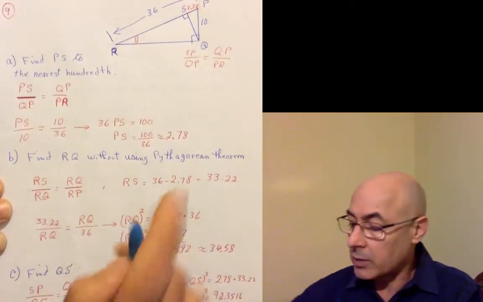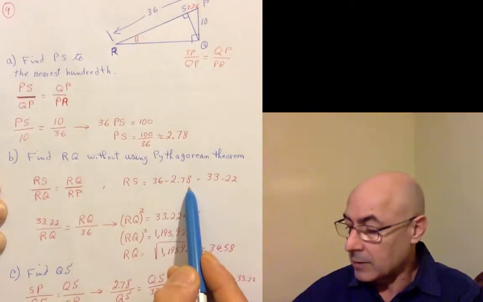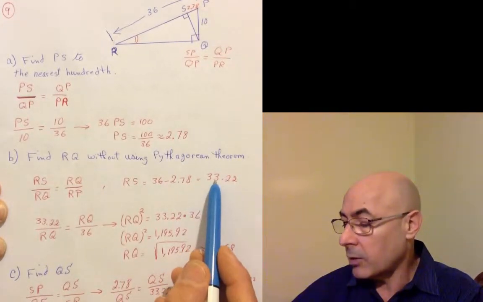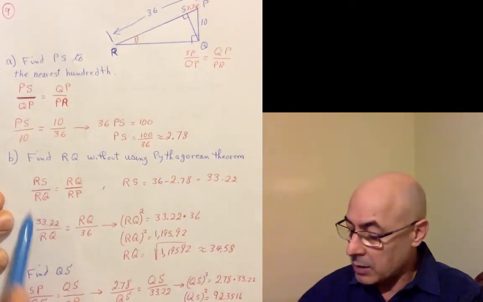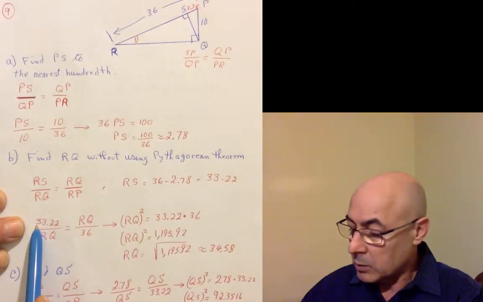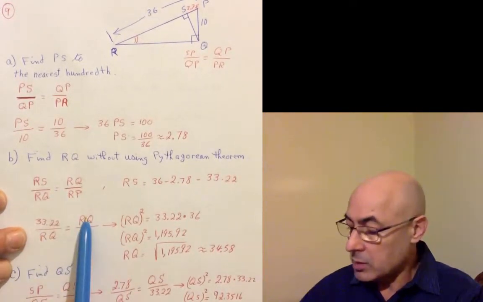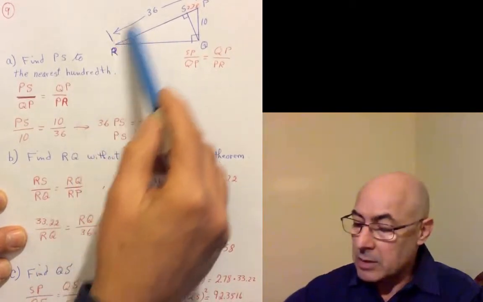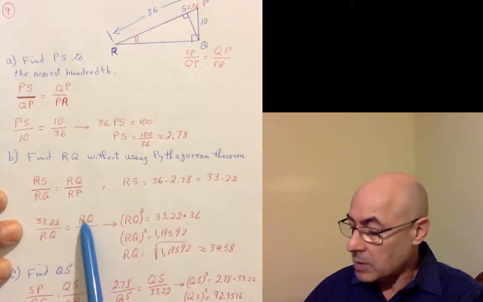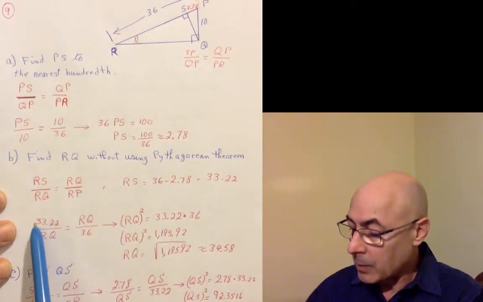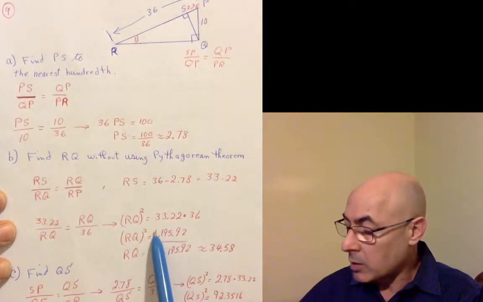So let's do that first. So RS equals the whole 36 minus 2.78, approximately equal 33.22. So now I can take that value and plug it for the RS. 33.22. RQ, that's what we want to find. RQ, same thing. RP, that's the hypotenuse, 36. Cross multiply, RQ times RQ, that's RQ squared. 33.22 times 36.